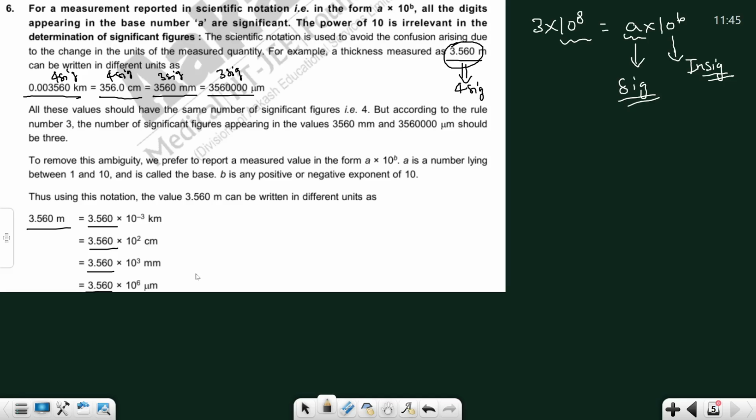If you are converting meter into kilometer, you will multiply it with 10 to the power minus 3. If you convert meter into centimeter, you will multiply it by 10 to the power 2, and so on. Okay. Done.